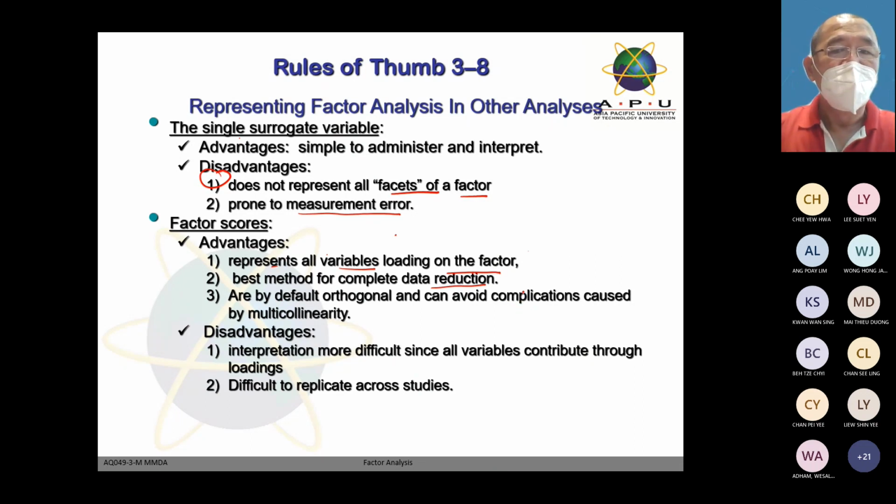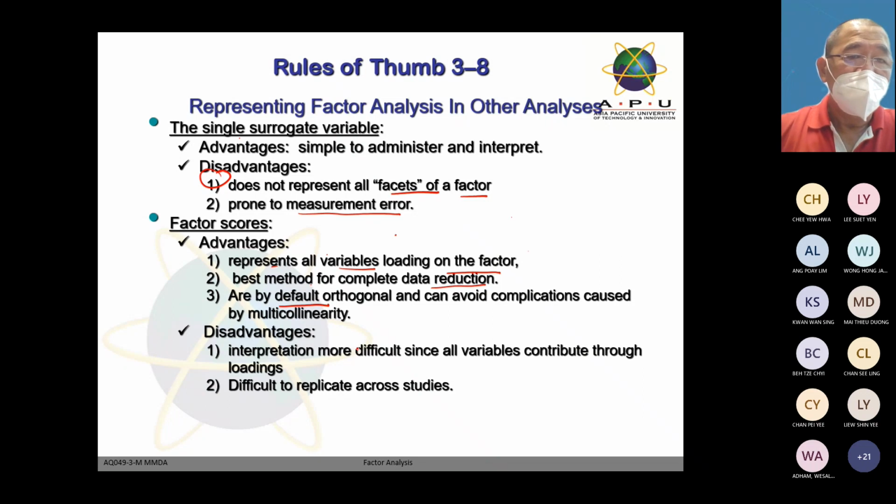By default these factors are independent and can avoid complications caused by multi-collinearity. This is the methodology, so there is not much problem with multi-collinearity. Even if there is a correlation among the factors, they can handle it by theorem. So it is good in terms of statistical property.